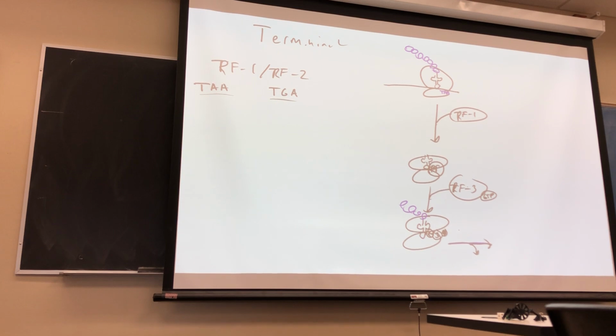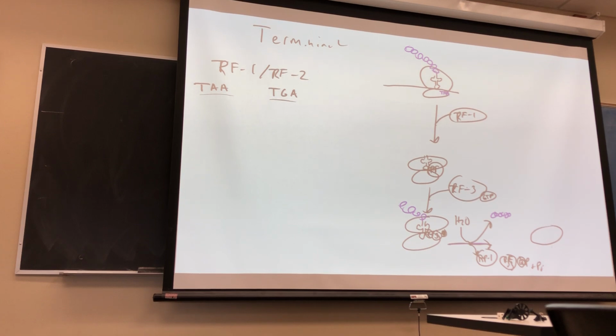So we get water that comes in, H2O. This will release our polypeptide, and then the release factors, RF1 will be released, and RF3 will now have GDP and Pi. And now that's basically empty. It's destabilized, and now it can repeat the process. So again, GTPase is our clock for this.